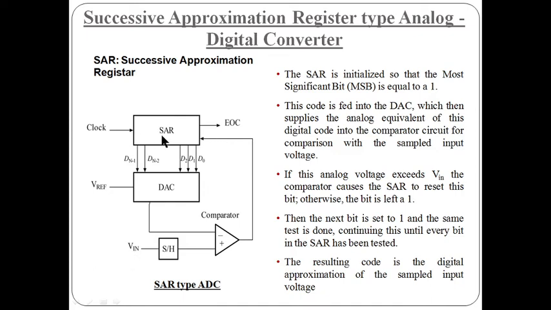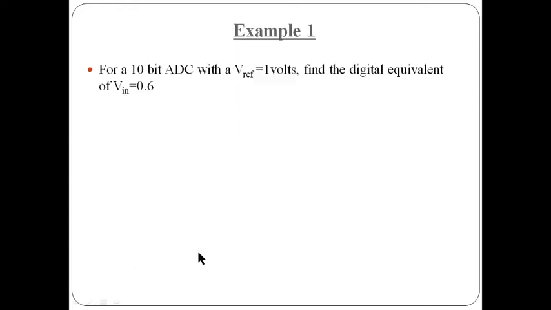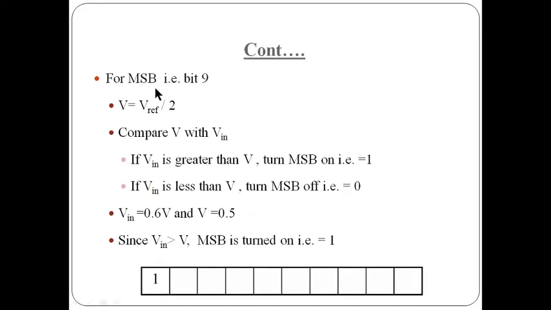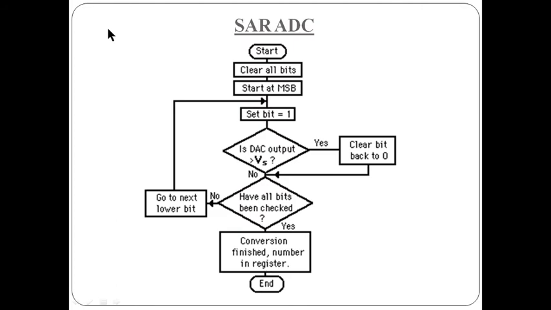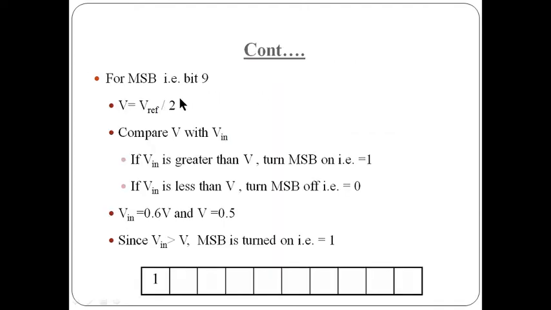We have this SAR which is 10 bit, and we need to convert this incoming analog signal into the digital one. Initially, at the SAR, we start the process. We clear all the bits, then we start at the MSB. MSB is the maximum number from which we can start. So in this 10-bit case, we are going to start from bit 9. So for the MSB, that is bit 9, it is the start. Initially no value is written here. We clear all these blocks.